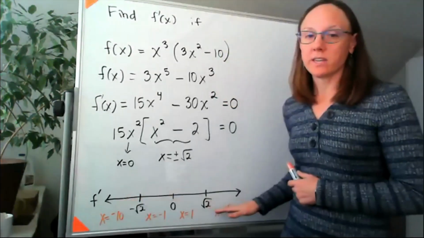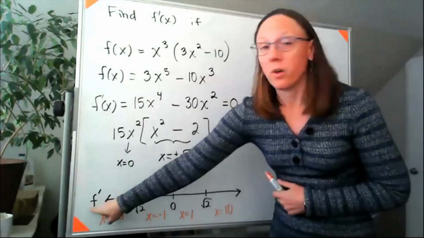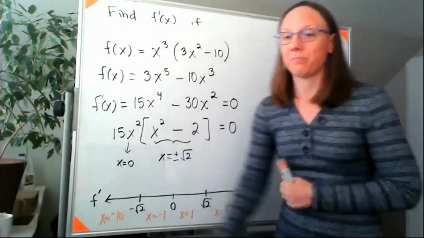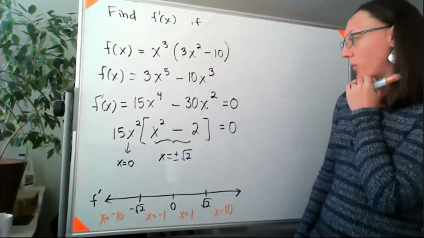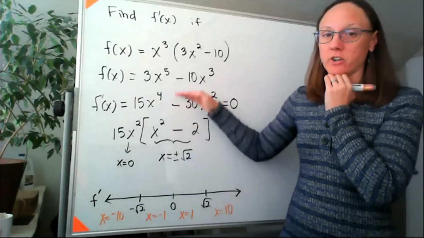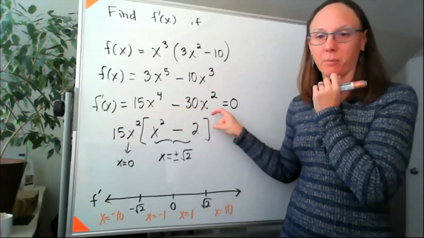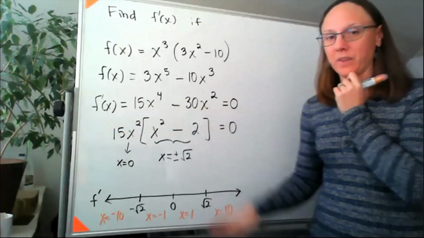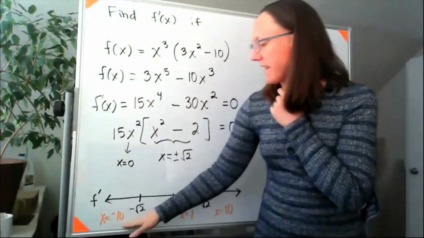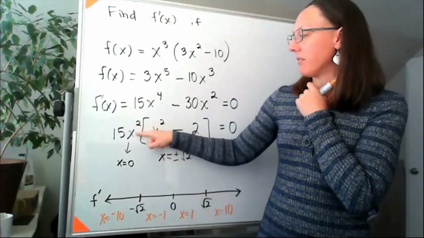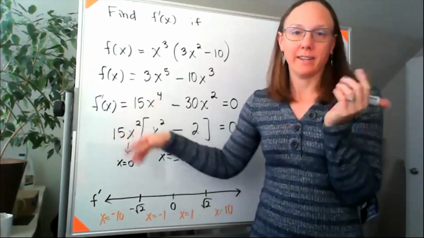And for each of those test points, I want to plug them into f prime. So it doesn't matter which version of f prime we plug them into. I usually prefer to plug it into the factored form. So if I start with negative 10, negative 10's, well, we're squaring it. It's got to be positive.